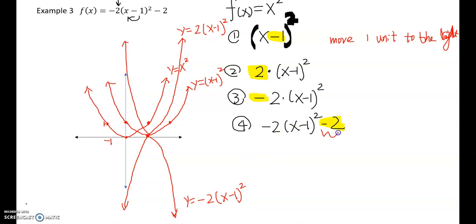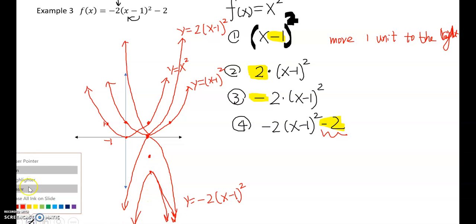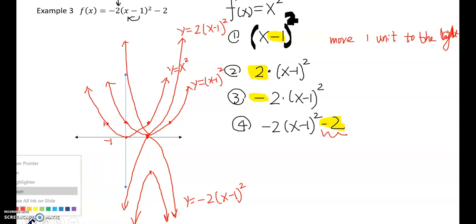And then finally, minus 2 means we move the graph down 2 units. So we take this point, move down 1 and 2 units. And so that would be our, well, my graph is not really very good. Get rid of that. Okay, and get rid of this point. So now that's the final one. Let's mark it. So this one right here is going to be the final answer. y equals -2 times x minus 1 squared minus 2.